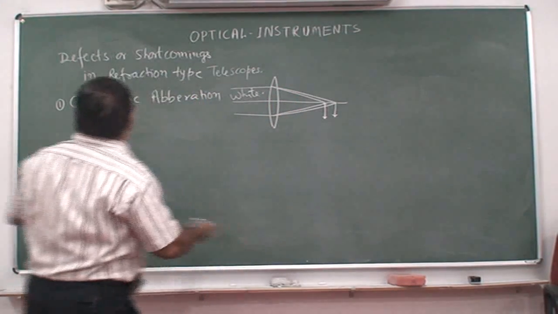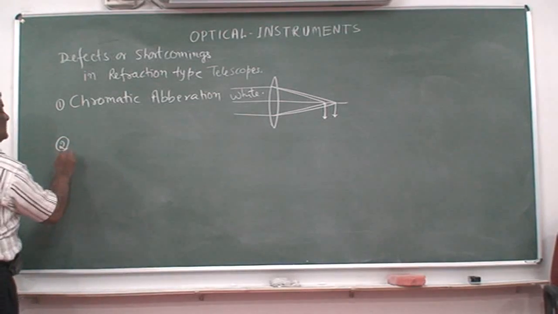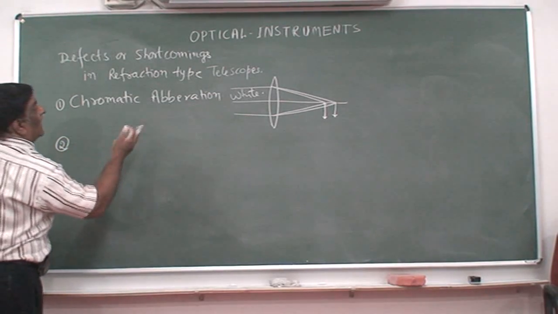What is the second defect? Okay. The second defect is focal aberration.